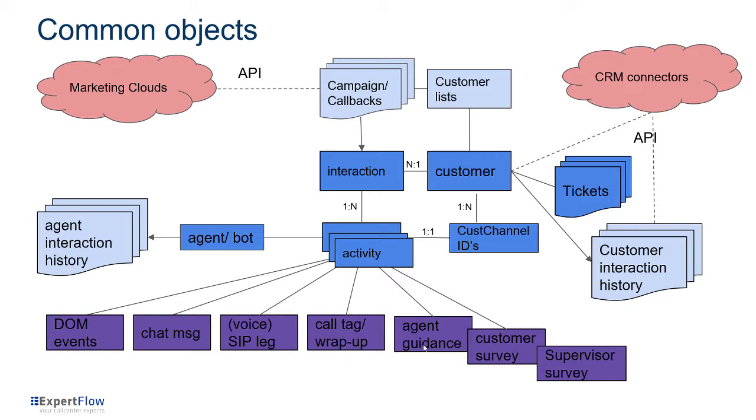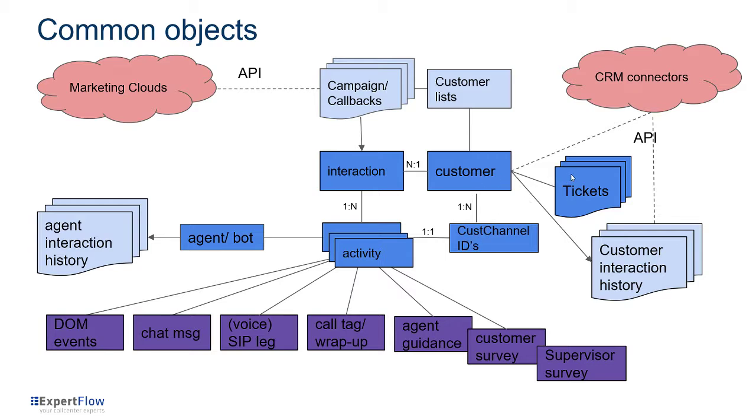You might have questionnaires, agent guidance tools for the call center agents, surveys, satisfaction surveys by the customer or by the supervisors, and quality assurance scores. Those activities are then tied to an agent or a chatbot or any other object that is able to interact with those activities. On the other side, you have identities as a company with which you want to interact with your customers.